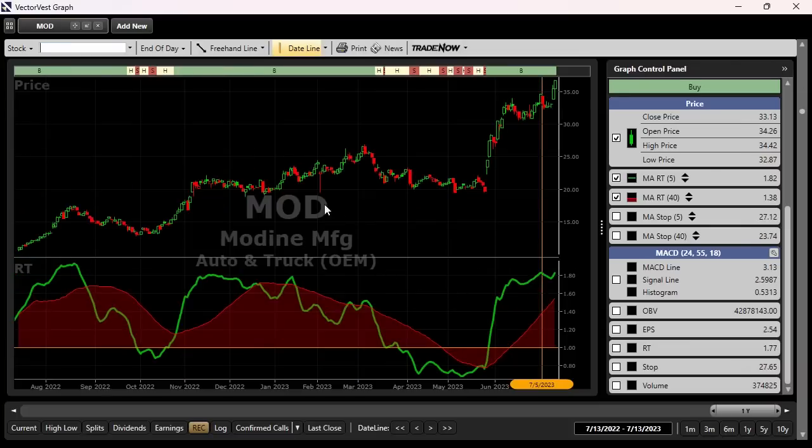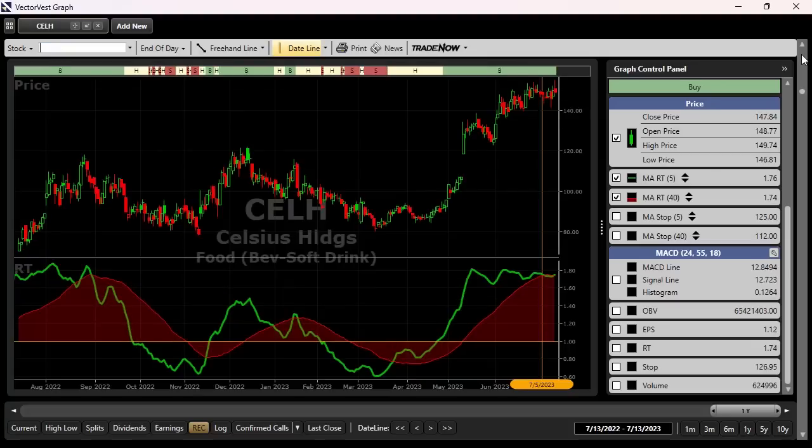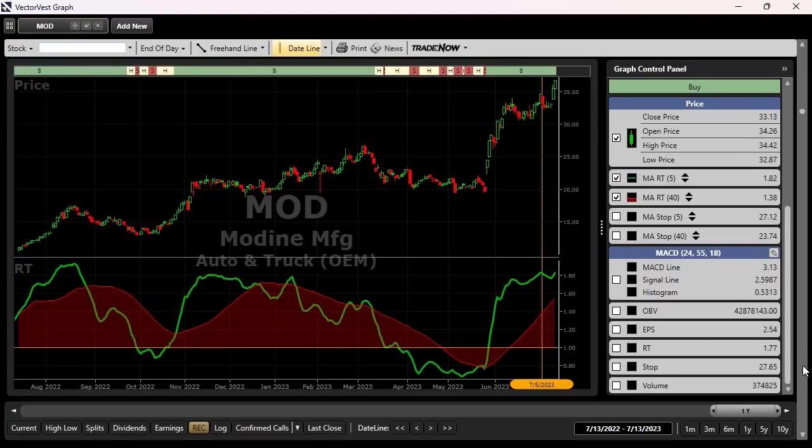And finally, let's take a look at Modine. MOD had this long period of consolidation, but a lot less volatility than we saw with CELH. Remember, we're still looking for stocks that are going bottom left to upper right, the smoother the better. This study is helping us find better entries into that price action. And we see here on Modine, we had the bullish crossover. The 5 MA of RT peaks, so we stop buying. Become defensive. Ultimately that closed the position.